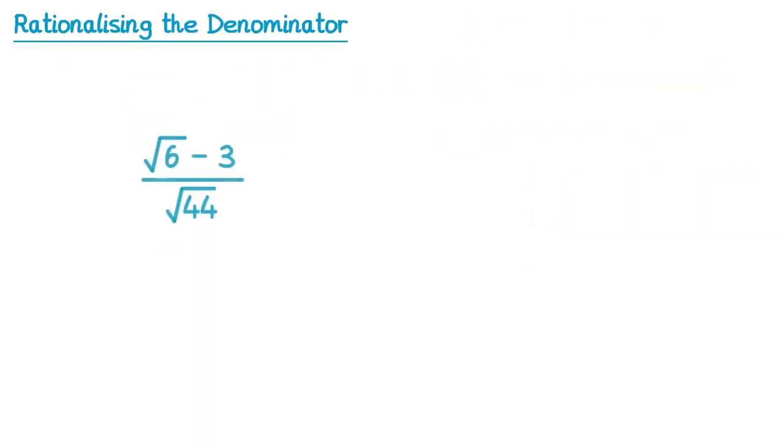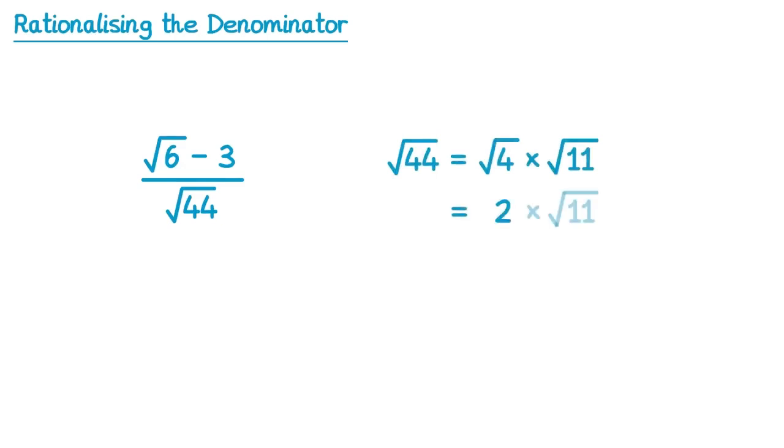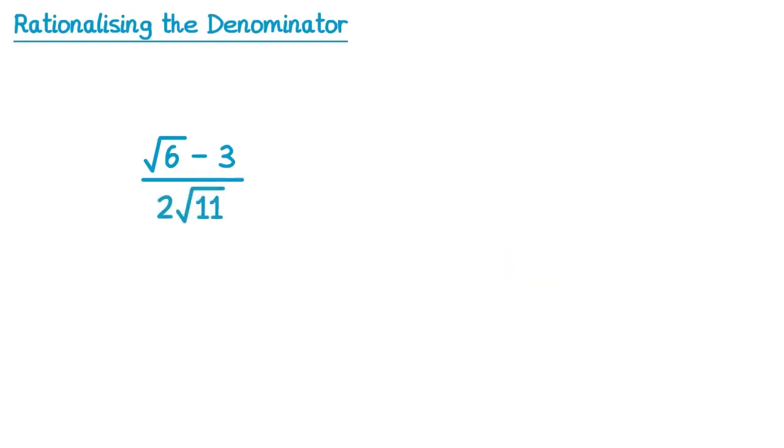Sometimes we have a fraction where there's more than one term on the top, like this one here. Let's begin this one by simplifying the root 44 on the bottom. Root 44 is the same as root 4 times root 11, and the root of 4 is 2, so we've got 2 times root 11, which is 2 root 11. So if we replace the root 44 with 2 root 11.